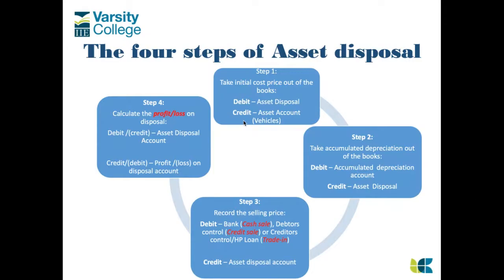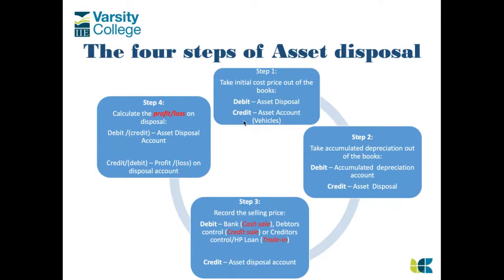So if you remember, we spoke about a car. We had it for 3 years. We bought this car, what price did we buy the car for? 100K. When we first bought it, we recorded it in the books as vehicles and we debited 100,000. So in step number one, we need to remove that 100,000 from our books because we no longer have this vehicle. Does that make sense? So we're going to credit vehicles with that 100,000.